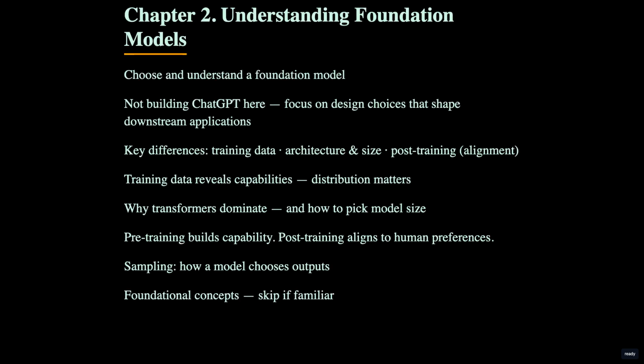This chapter collects basic ideas you'll rely on later in the book. If these concepts already make sense to you, feel free to skip ahead, but if something later becomes confusing, return here as a quick refresher. Think of this chapter as a concise reference for key foundations.